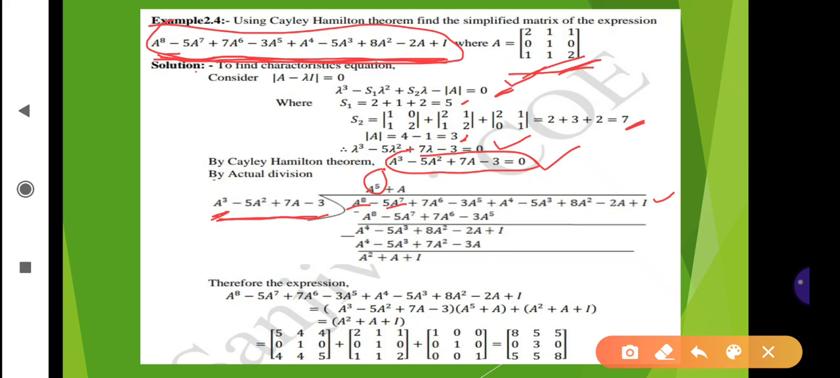So, we will get A raised to 8 minus 5A raised to 7 plus 7A raised to 6 minus 3A raised to 5. Then take a subtraction. After taking subtraction, we will get this statement, that is A raised to 4 minus 5A cube plus 8A square minus 2A plus I. Now, again we can divide it, the power is A raised to 4. So, we can multiply this equation by A to get the power of A raised to 4. So, multiply this equation, so we will get A raised to 4 minus 5A cube plus 7A square minus 3A.